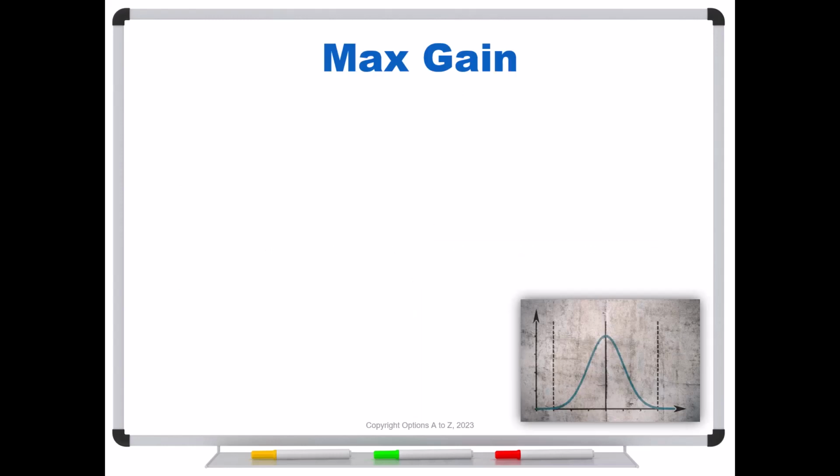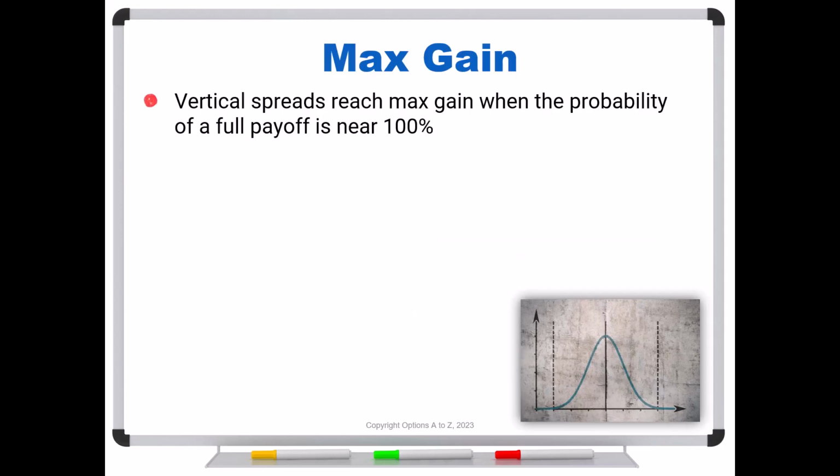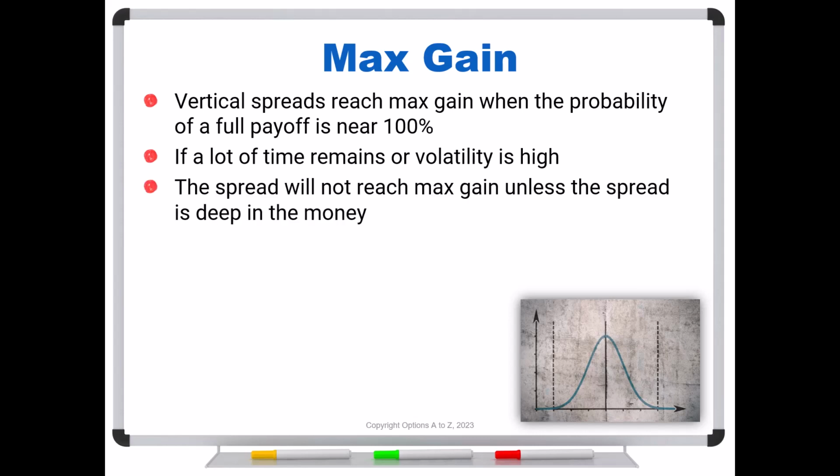So the thing to understand about the max gain is that vertical spreads reach their max gain when the probability of a full payoff is near 100%. And of course, that's a perception of the market, just like it is with a football bet. You might be ahead 14-7 with 2 minutes to go and still lose, but who would have guessed? So in the eyes of the market, they're saying, you know what, this game is pretty much done. Now you have to remember that if a lot of time remains or volatility is high, that spread is not going to reach maximum gain unless the spread is deep in the money.